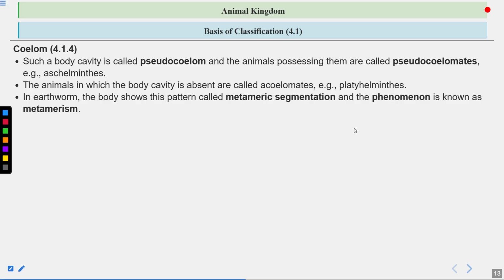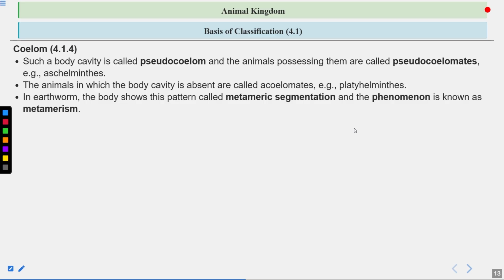In earthworm, the body shows this pattern, and that is called metameric segmentation. From the outside also you can see there is a demarcation of the segmentation, and when you cut the organism, from inside also there is a demarcation of the segmentation. There is a lining of the segmentation. You can say that from this to this there is one segment, and from this to this there is another segment, from outside as well as from the inside.